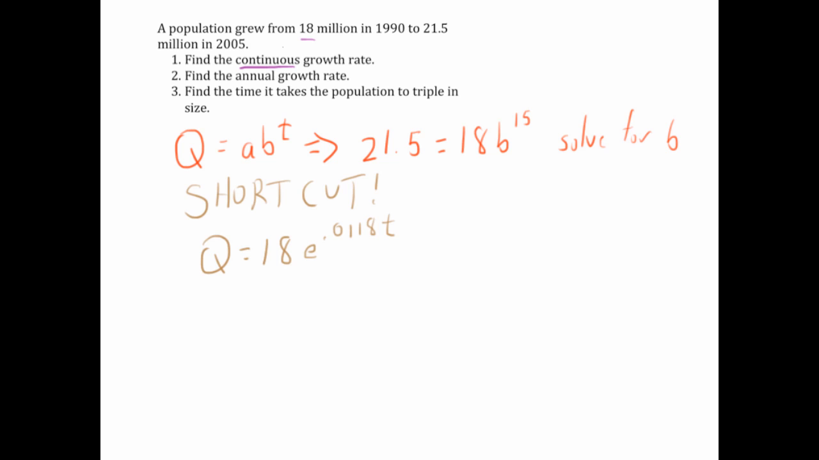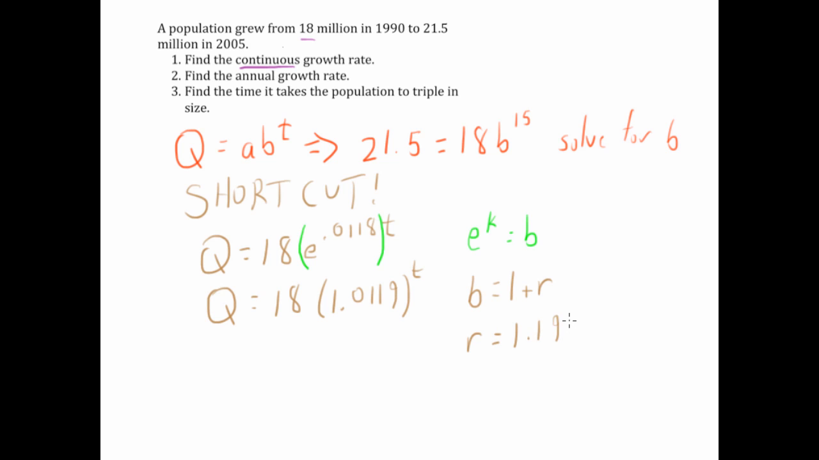To do that, we focus in on this piece right here. That's our b. So our formula is that e to the k is equal to b. So if right now in your calculator you compute what that is, what you're going to get is 18 times 1.0119 to the t power. I got that by just plugging this number into my calculator. Yay, we can find our r. Remember, b equals 1 plus r. So r equals 0.0119, or 1.19 percent. And that is annual growth.